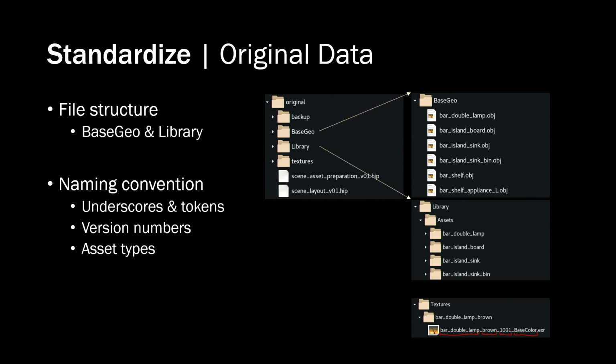And for the naming conventions, I've noticed some things like the use of underscores and tokens. If we look at the first element here, it's called the bar double lamp. Having the underscore in the snake casing like this makes it hard, when you add other elements in the name. If you look at the texture at the bottom, we can see bar double lamp and then brown 1001 base color. So because of the snake casing of the name of the asset, it's hard to use underscores down the road to parse the information.